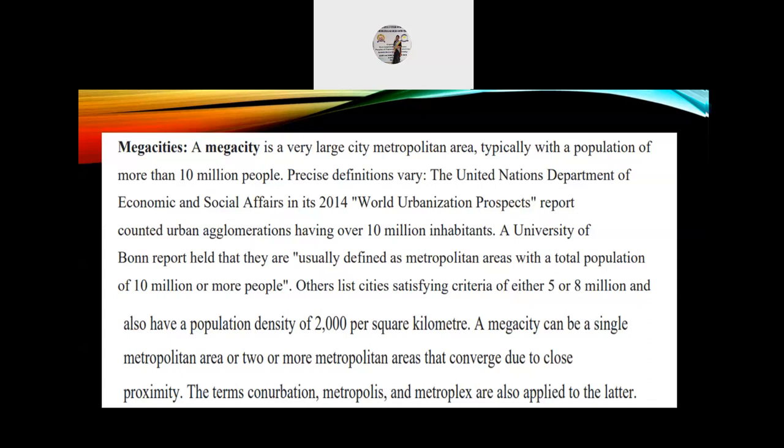Others list cities satisfying criteria of either 5 or 8 million and also a population density of 2,000 per square kilometer. A megacity can be a single metropolitan area or two or more metropolitan areas that converge due to close proximity. The terms conurbation, metropolis, and metroplex are also applied to the latter.